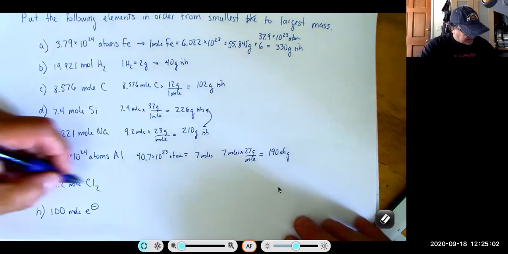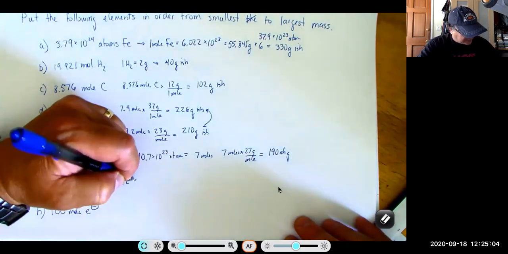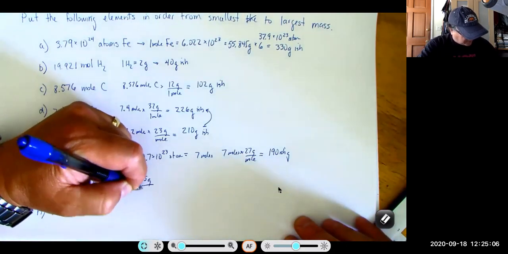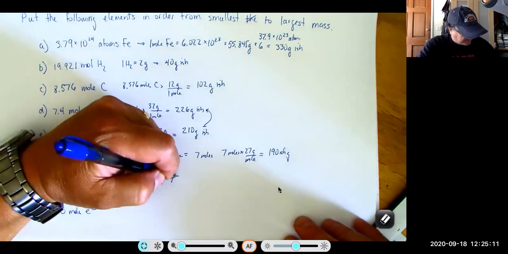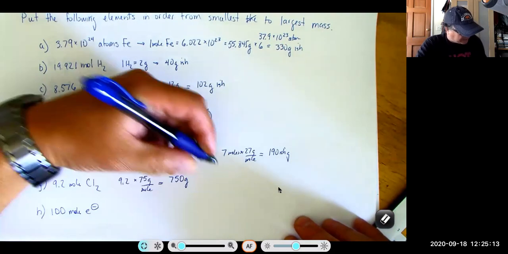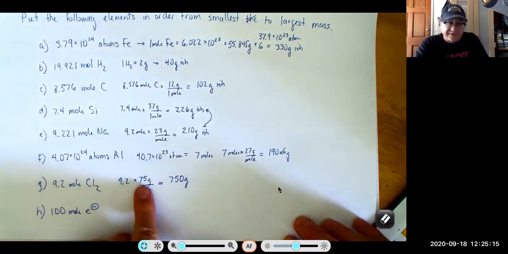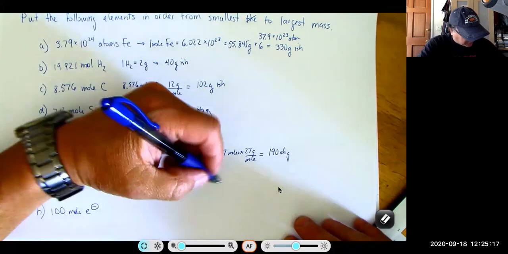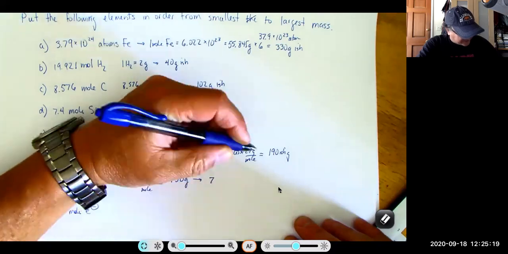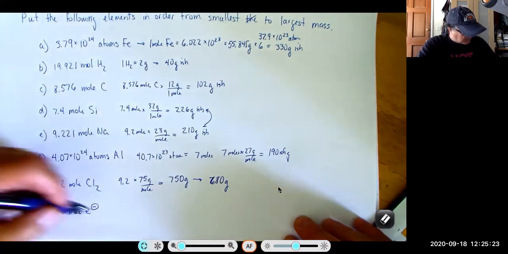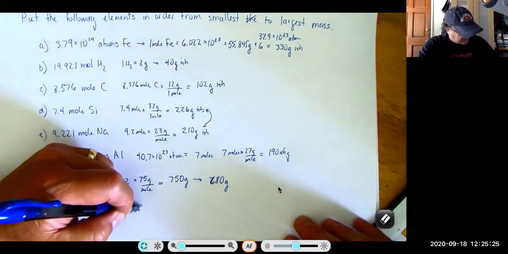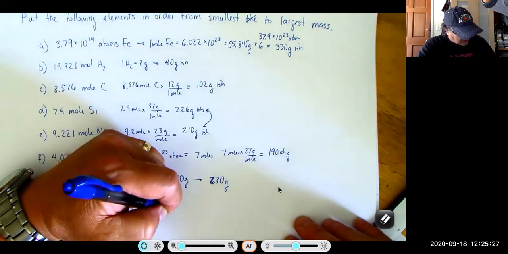And here we've got 9.2 times 75 grams per mole. So again, this is 750 grams, but I'm going to subtract 175 from that. So that puts it more like at 680 grams. And then 100 moles of electrons, I'm just going to say that's really small.